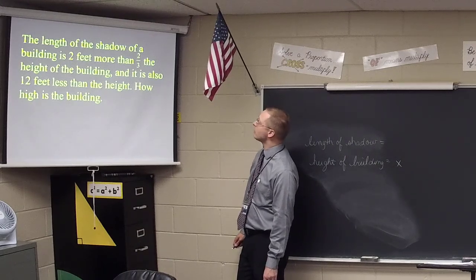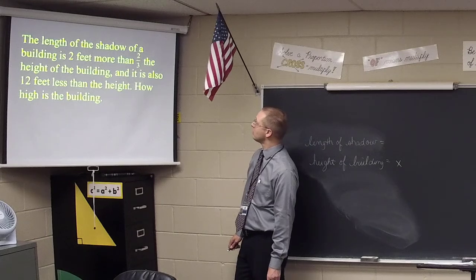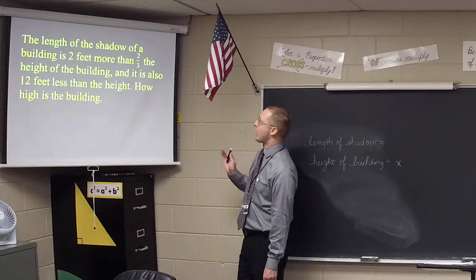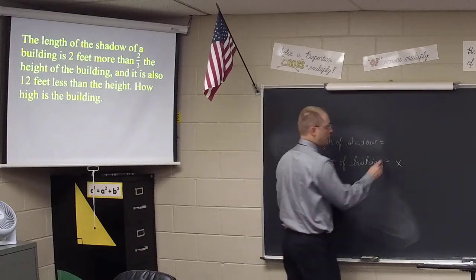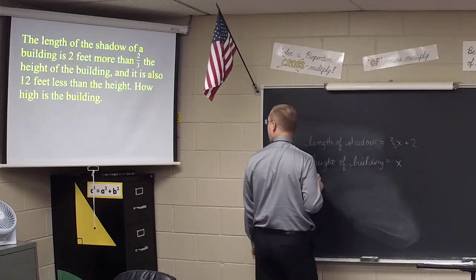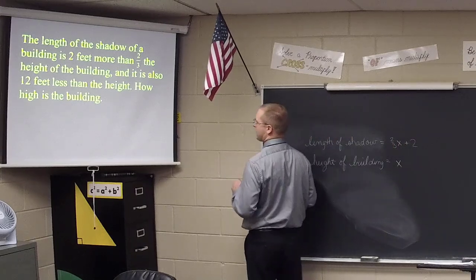The length of the shadow: 2/3 X plus 2. Good. The length of the shadow of the building is 2 feet more than 2/3 the height. So 2/3 the height would be 2/3 X, but it's 2 feet more than that. So 2/3 X plus 2.